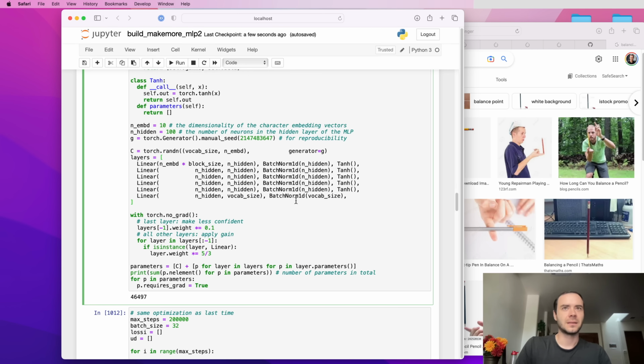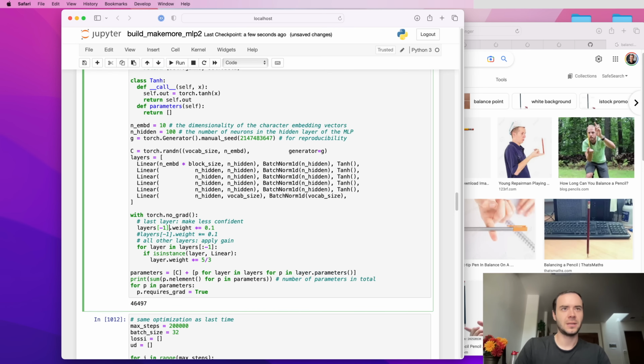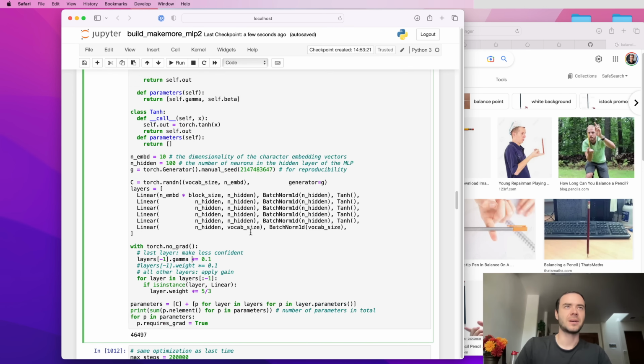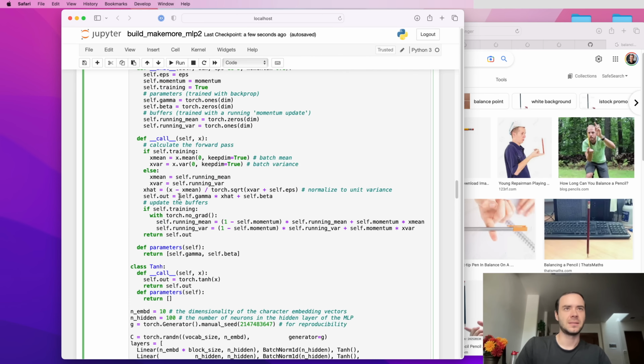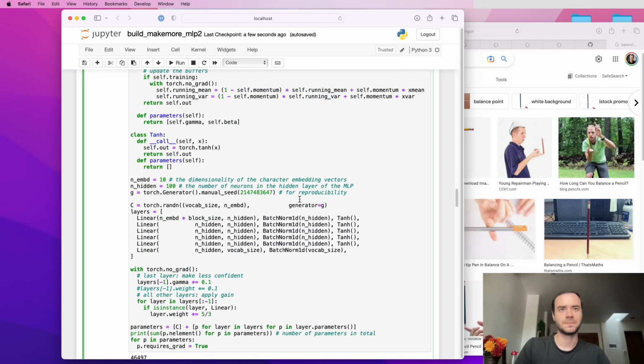Now, because the last layer is BatchNorm, we would not be changing the weight to make the softmax less confident. We'd be changing the gamma. Because gamma, remember, in the BatchNorm, is the variable that multiplicatively interacts with the output of that normalization.